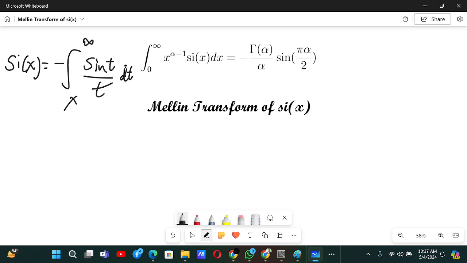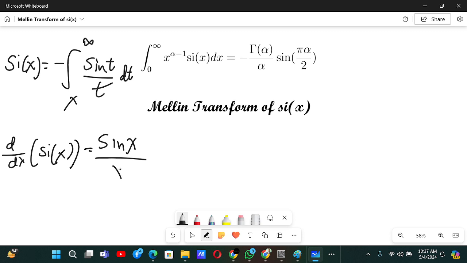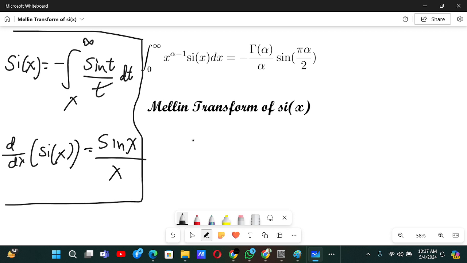The negative sign over here is because if we put a negative sign over here, the derivative of the si of x will again just be sine x by x. So if it was not the negative sign over here, here would be a negative sign. So that's why it's put over here. Now with this definition, let's try to solve this integral.